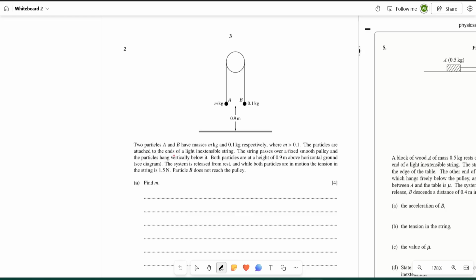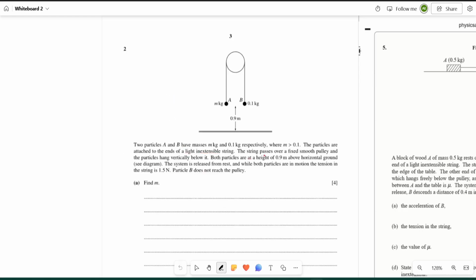The particles are attached to ends of a light, inextensible string. Here we have two keywords that come up a lot. Light basically tells you that tensions on both sides of the string are equal. The tension here is the same as the tension here. And inextensible tells you that the accelerations at both sides of the string are equal. So if this side is accelerating down with a value of, let's say, 2 meters per second squared, the other side is going to be accelerating up with the same value, 2 meters per second squared. These are the meanings of light and inextensible, and we're going to be using them for every question from now on.